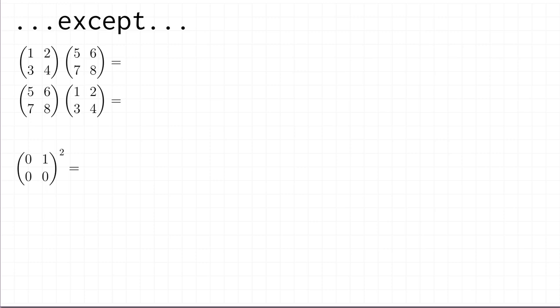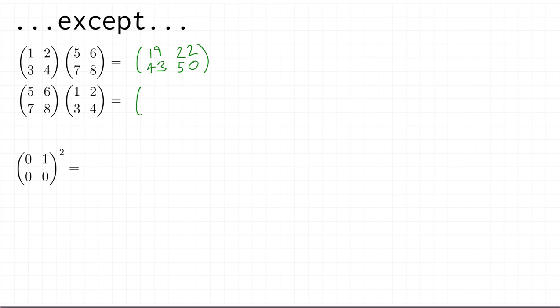So first of all, we have 1, 2, 3, 4 times 5, 6, 7, 8. If I work this out, I've got 1 times 5 plus 2 times 7, which is 19. Then I've got 1 times 6 plus 16, which is 22. And then 3 times 5, so 15 plus 28, which is 43. And 18 plus 32, which is 50. Okay, let's do the other order.